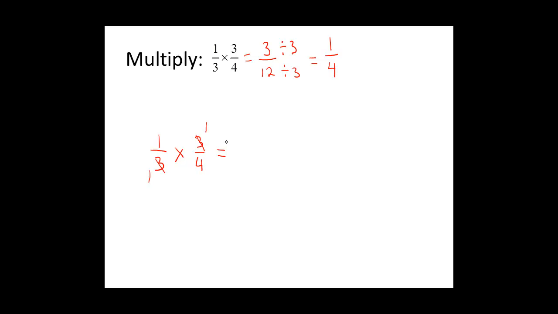Now we will multiply straight across. Our numerator 1 times our other numerator 1 is equal to 1. We'll multiply our denominators together. 1 times 4 is equal to 4. So again we get the answer 1/4.